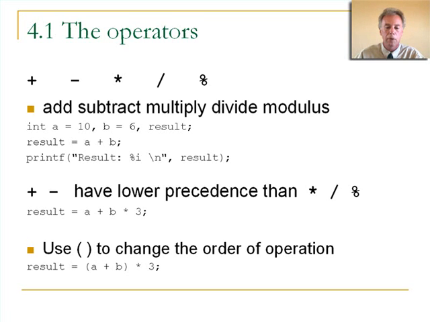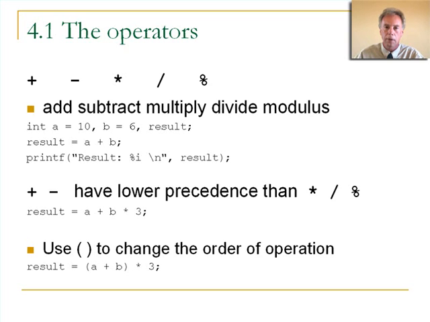So in this statement, result gets a plus b times c. What happens first? Well, the multiply has the higher precedence. So it happens first even though it's on the right of the addition. So b times 3 would be 18, and then plus a would be 28. So result would have the value 28 after that statement executes.